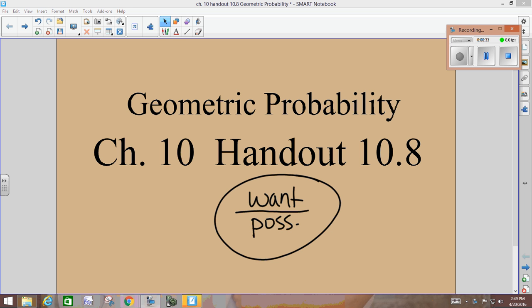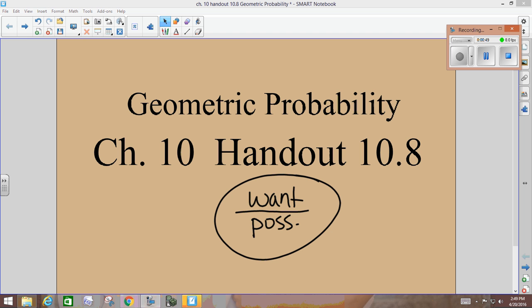1/2, right? Because how many even numbers are there? 3. And how many total are there? 6. So we'd say 3 over 6, which would give you 1/2. You want to keep these in lowest terms today because we're going to write them as fractions. Okay? So what we want over the total possibility.